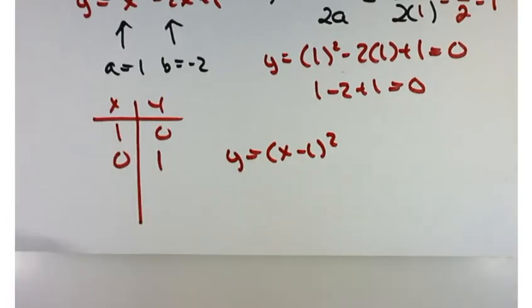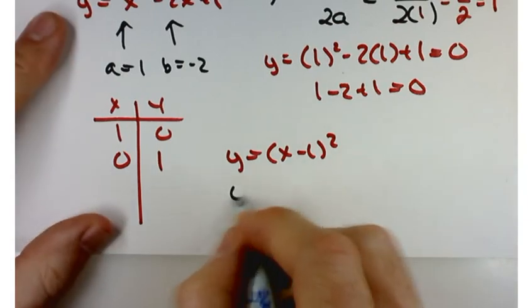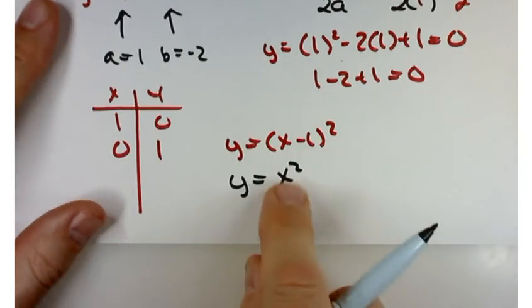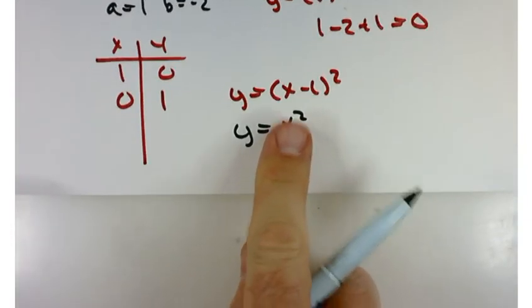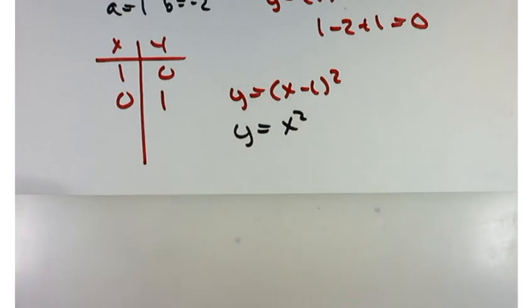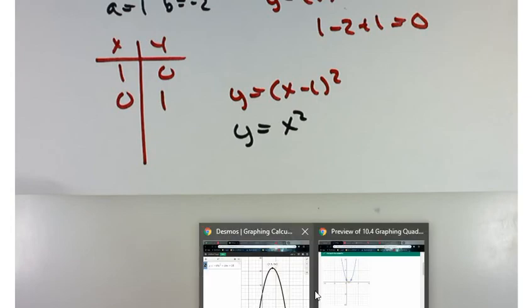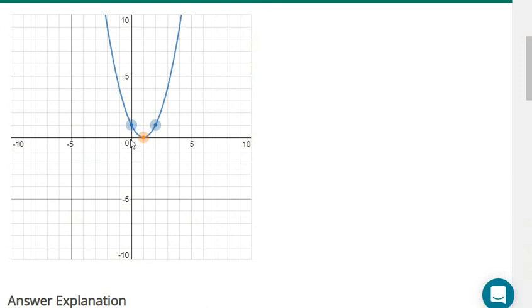Let's think about this in terms of shifting. We know what the graph of y equals x squared looks like. What's the graph of y equals x minus 1 squared going to look like? Shifted to which way? To the right by 1. And if you look at your graph here, that's exactly what's happened. The graph has been shifted to the right by 1. Perfect. Just like we would expect.